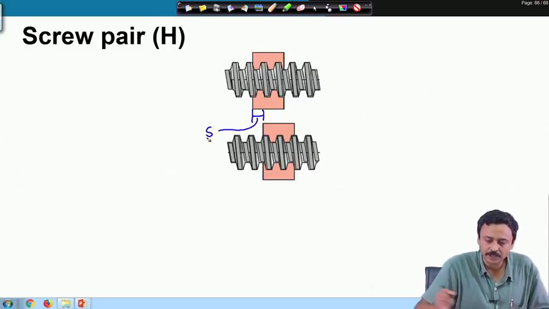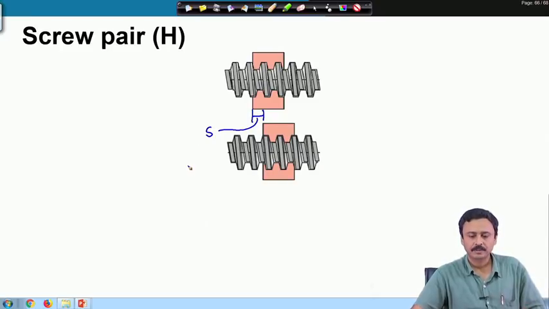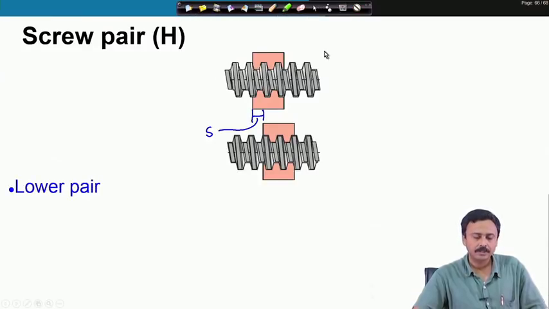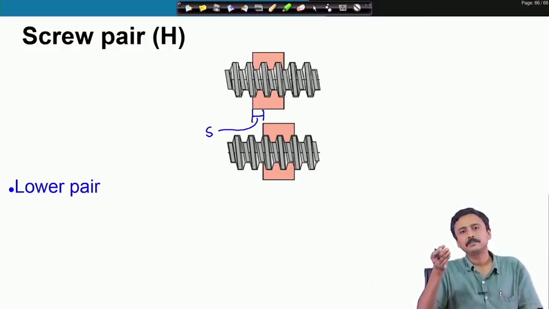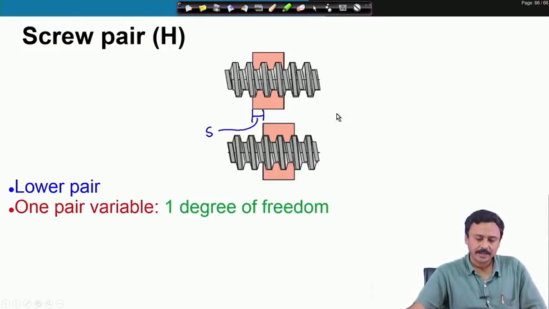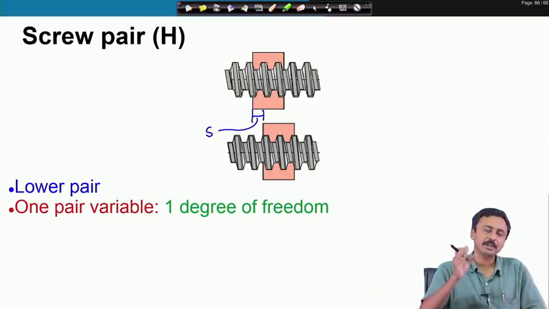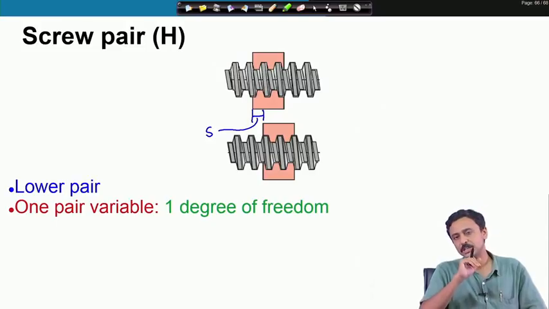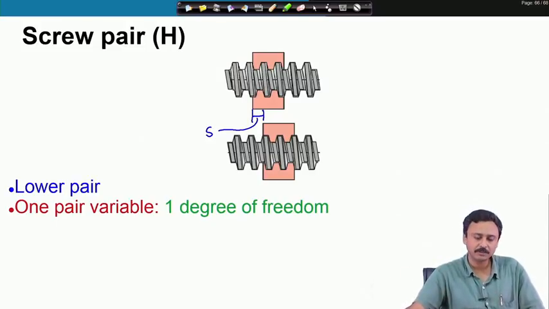So, this can also be called the sliding pair variable, and as you realize, the contact between the screw and the nut is area contact. So, this is a lower kinematic pair. It has one pair variable. Either you can consider rotation as the pair variable or the shift or translation of the nut as the pair variable. So, it has got 1 degree of freedom.